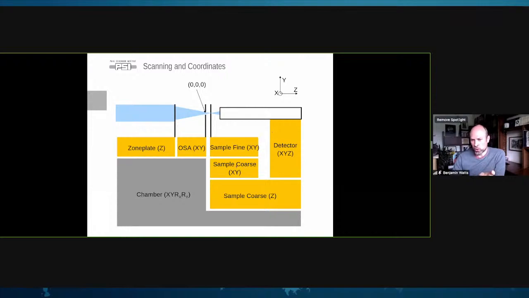And then the sample has a coarse XY stage and a fine XY stage. We separate this because we need to have a reasonable translation range. So our coarse stage can go a centimeter or two, whereas the fine stage, we need that to be very fast and precise. For that, we use a piezo scanner with a range of, say, 30 microns. And then the detector stage, we just need to, again, position that on the optical axis of the zone plate. So once that's set up, then we don't really have to do anything to do that in operation.